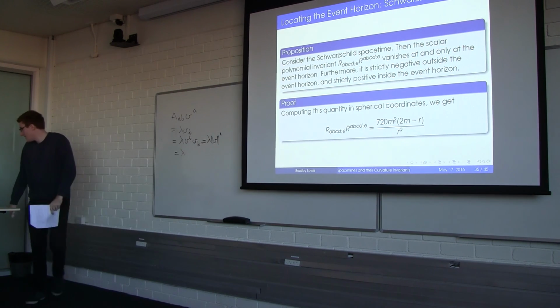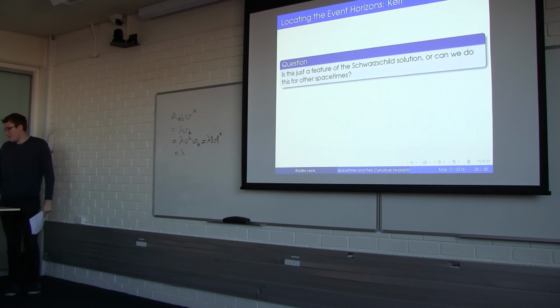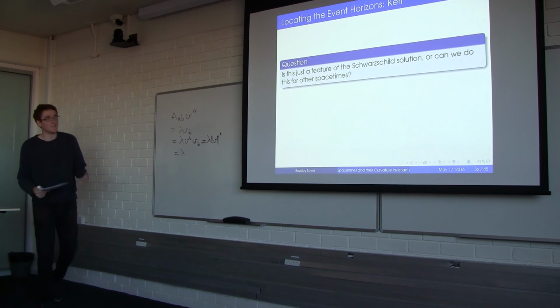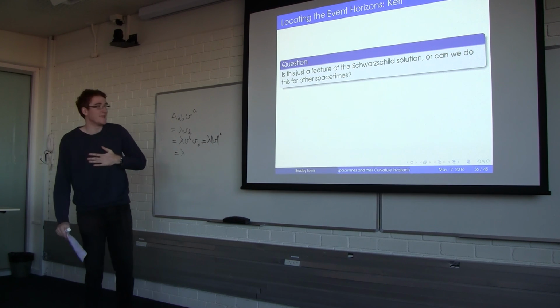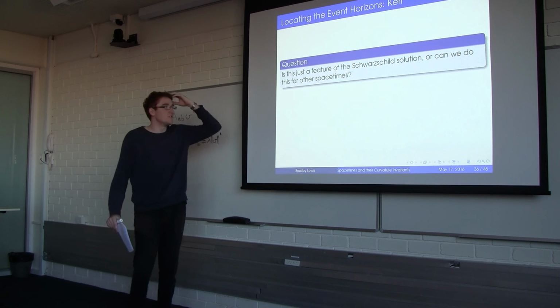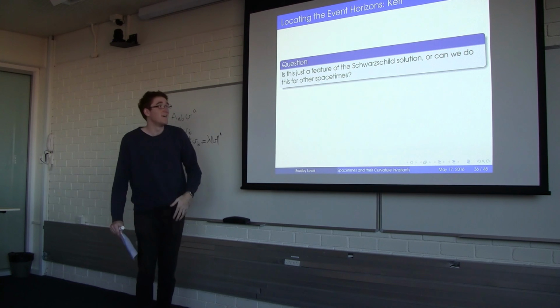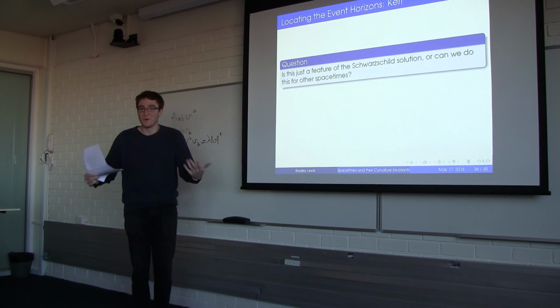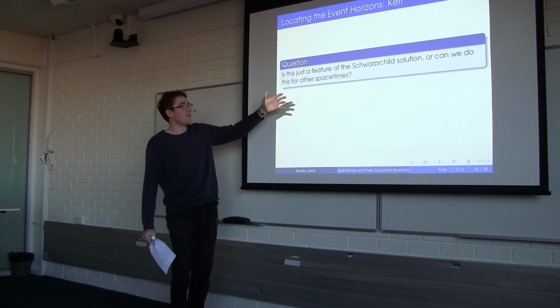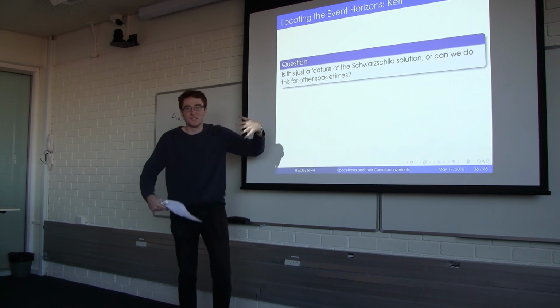But of course, the Schwarzschild spacetime is not the only solution. The Schwarzschild solution describes something that's not rotating, and realistically, bodies rotate. And so you may ask, can we actually do this for a more general spacetime?